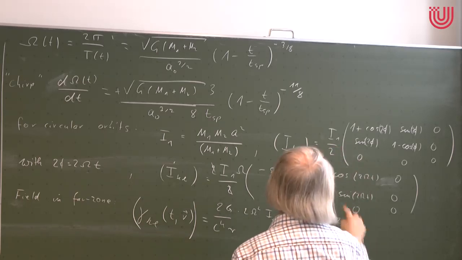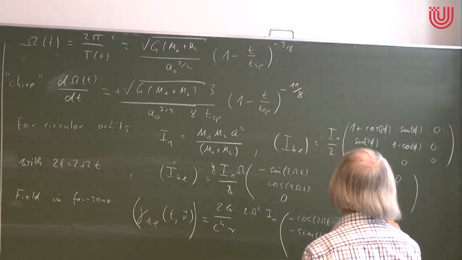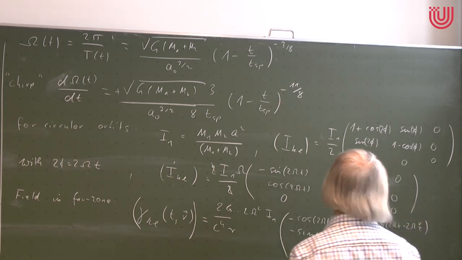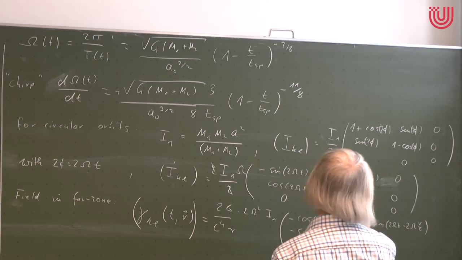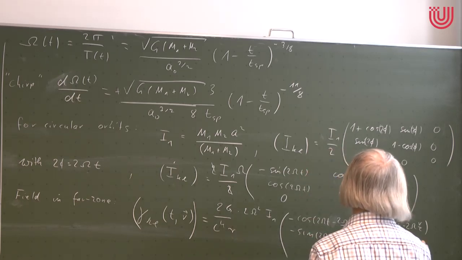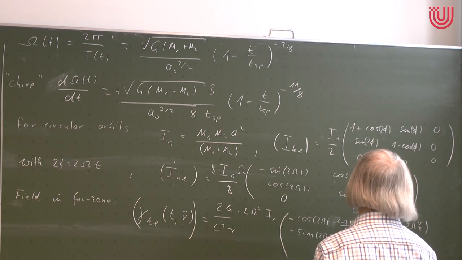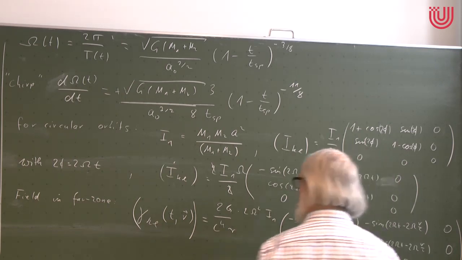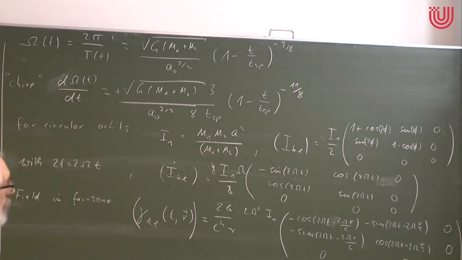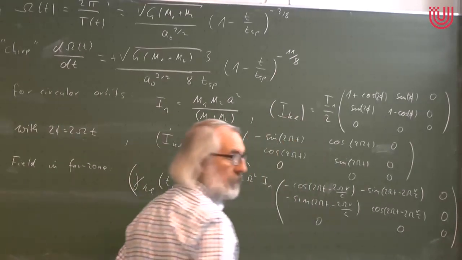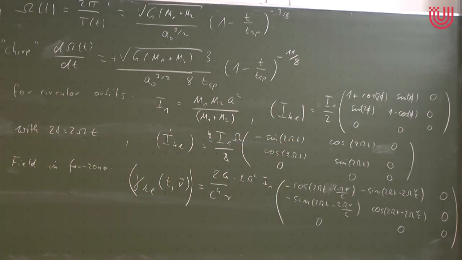Here we have minus sine of 2 omega t minus 2 omega r over c, and the derivative of sine gives plus cosine of 2 omega r over c. Zero, zero, zero. So you see the frequency of the wave is 2 omega. This has something to do with the fact that we have a quadrupole wave.